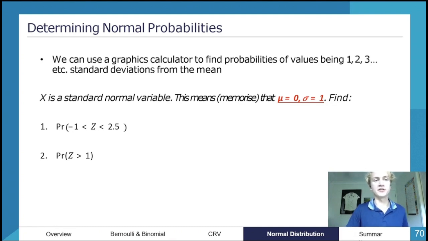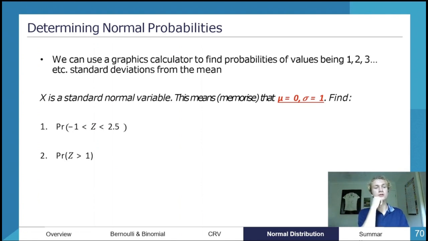Determining normal probability. So we can use a graphics calculator, as I said before, to find probabilities of it being 1, 2, 3 standard deviations from the mean. So x is a standard normal variable. If we're talking about a standard normal variable, that means, and you've got to memorize this, that the mean equals 0 and the standard deviation equals 1. So if you hear standard normal variable, think that we're talking about mean equals 0, standard deviation equals 1.